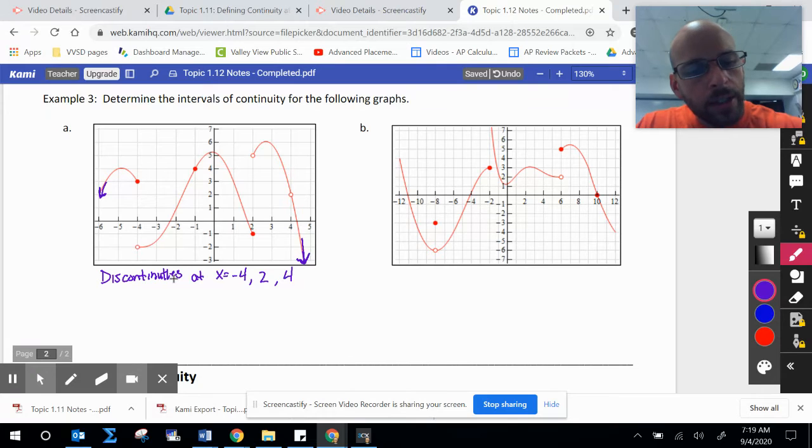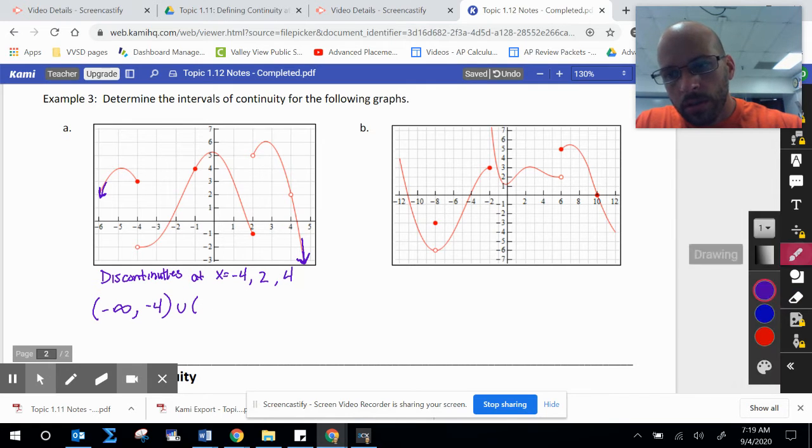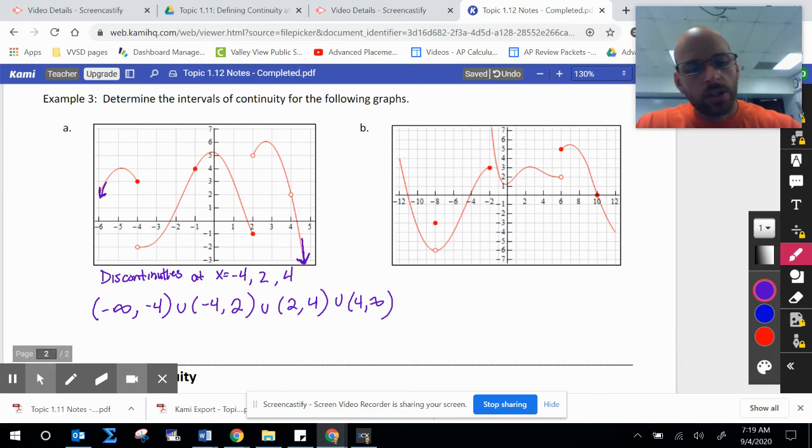Okay. So I know that I'm going to go from negative infinity to -4, from -4 to 2, and then from 2 to 4, and then from 4 to infinity. So these are the intervals on which it's continuous.